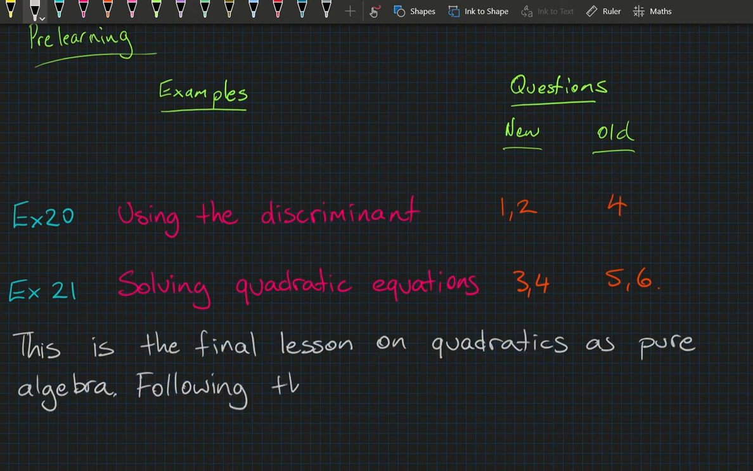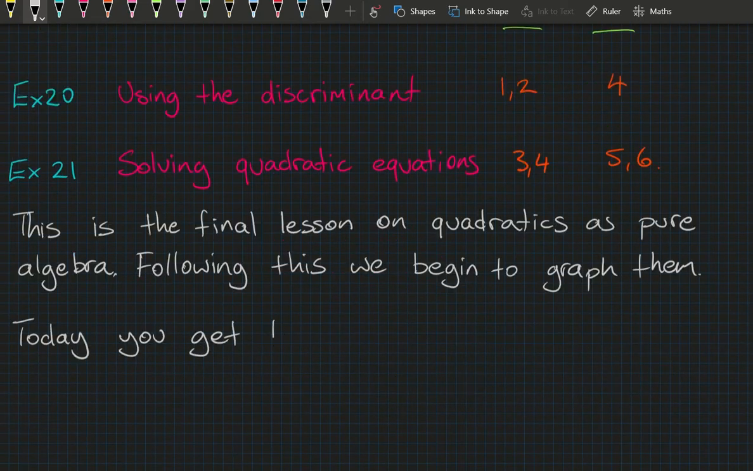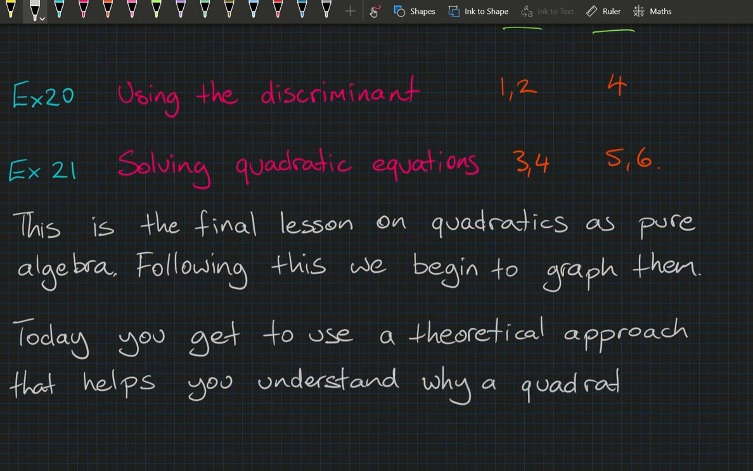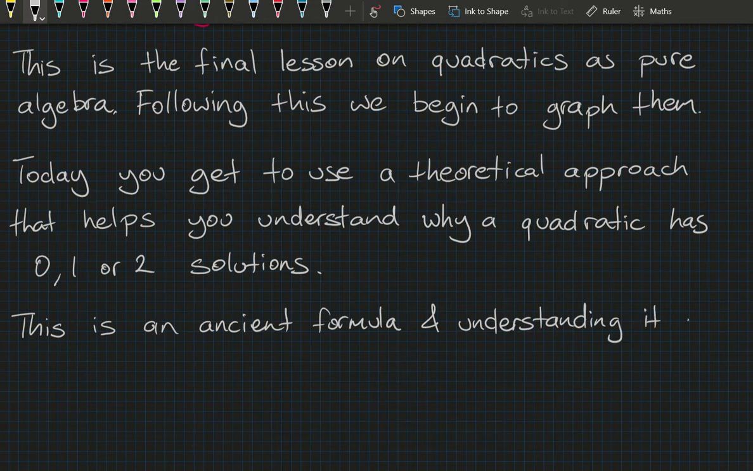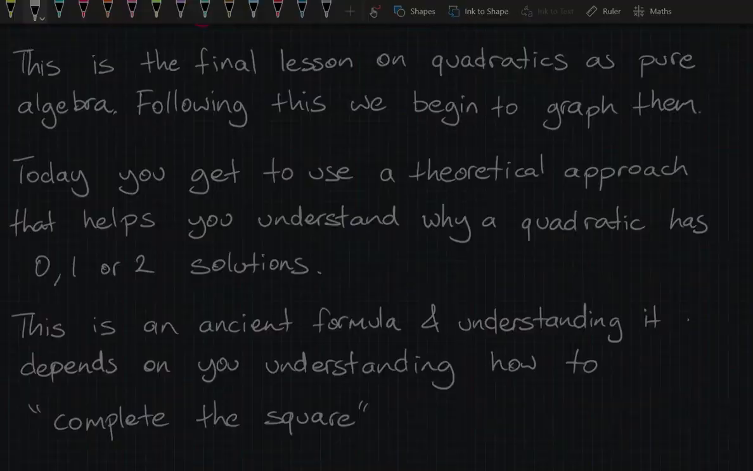Following this, we'll begin to graph them. Today, you get to use a theoretical approach that helps you understand why a quadratic has 0, 1 or 2 solutions. This is an ancient formula, and understanding it depends on you understanding how to complete the square. Alright, we'll see you in the introduction.